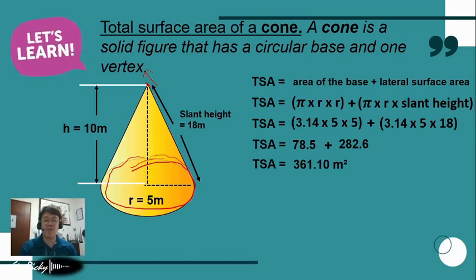Okay, do not forget to use the units. Just copy the unit m and put a 2 on the upper right side of it, which means square meter. Okay, that's how we read that one.